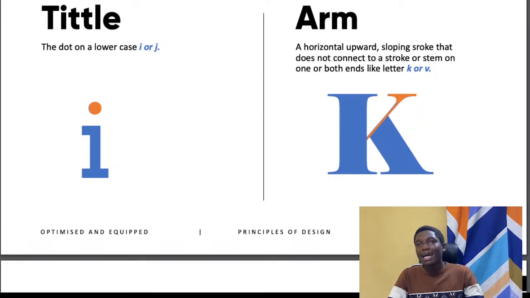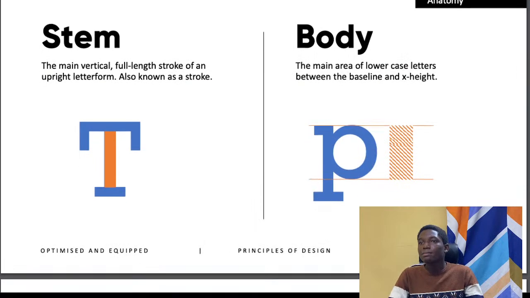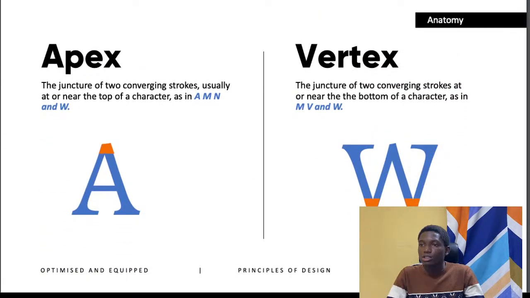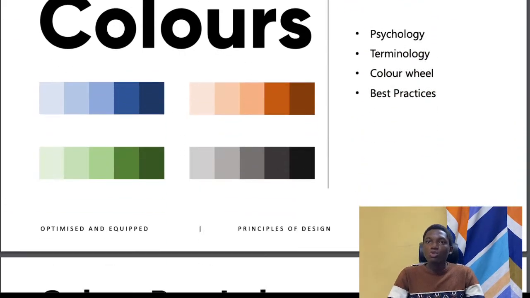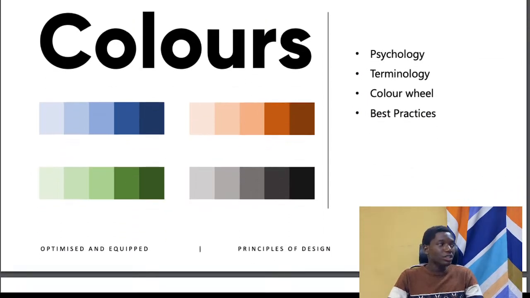We have the title, we have the arm. The arm is just like the airline. But it must be up. We have the stem, we have the body, and we have the apex, we have the vertex, and just try to understand all these terminologies. They are important terminologies that you need for your design.